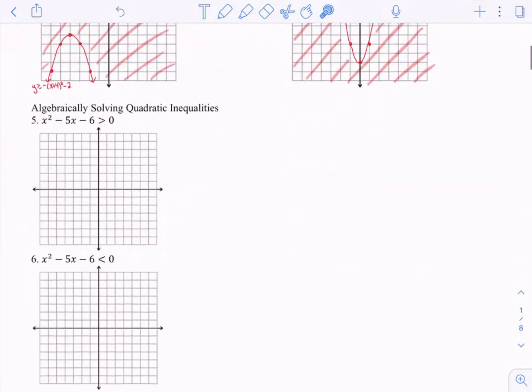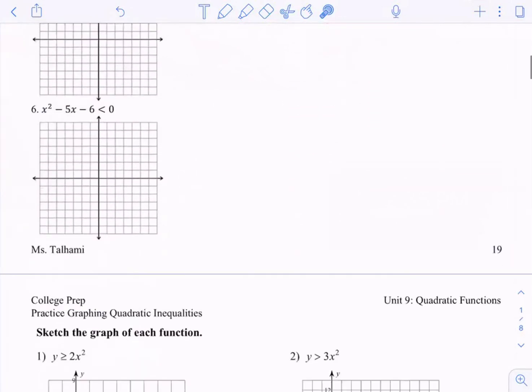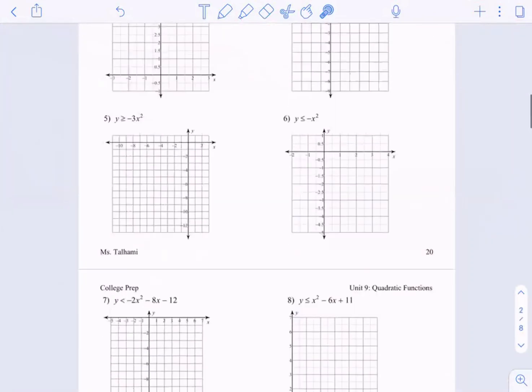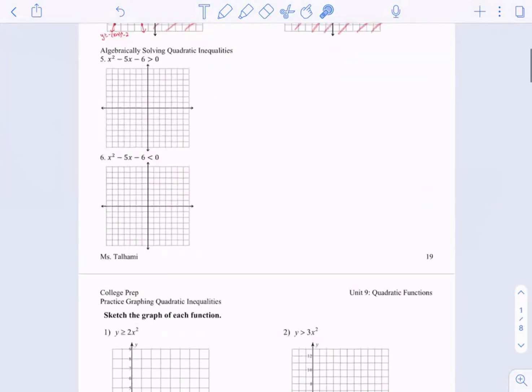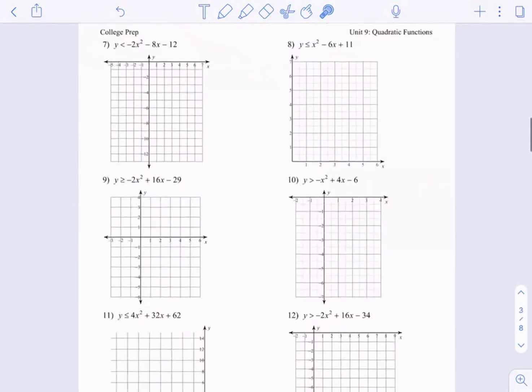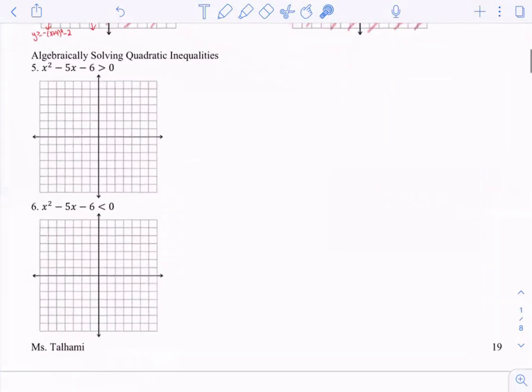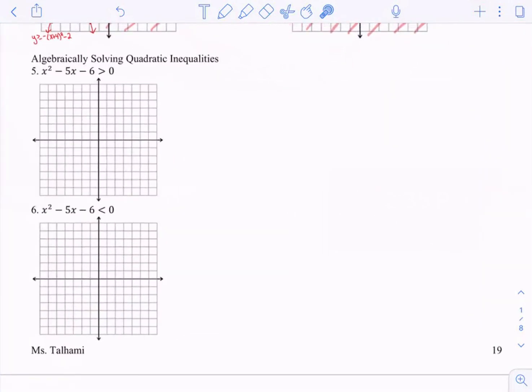So if you want to practice first before we get to numbers 5 and 6, there's 2 pages of practice. So 1 through 12 here of the practice problems that you can sketch the graph of each function. You can use your calculator to help you get the coordinates, or if you remember how to sketch it, you could do it yourself. But the second thing I'd like to review is how to solve quadratic inequalities.